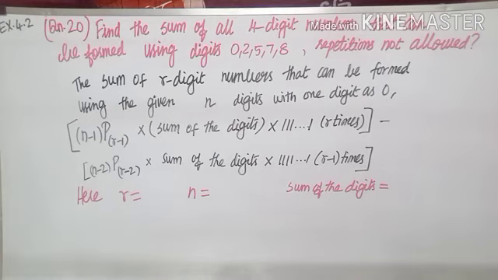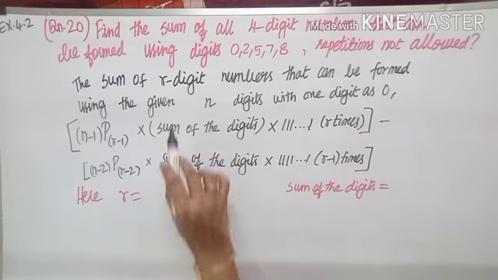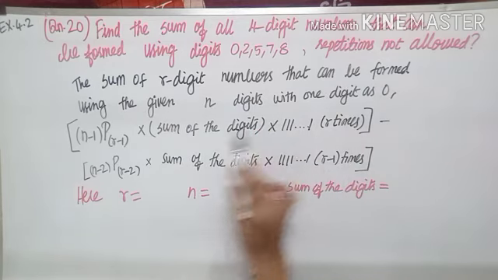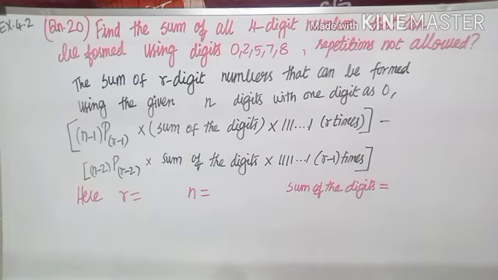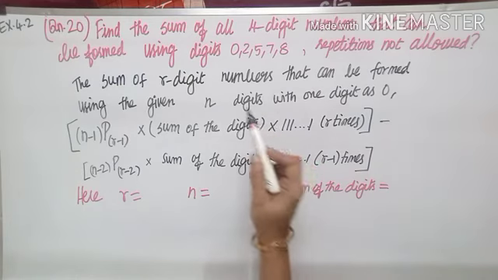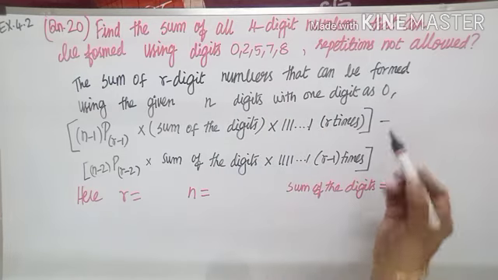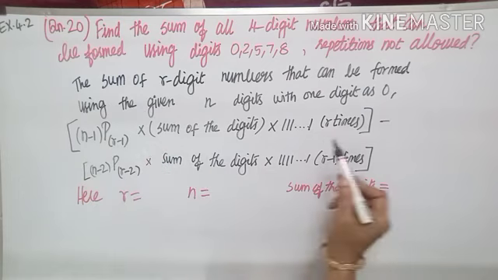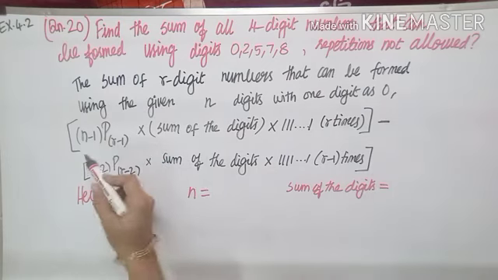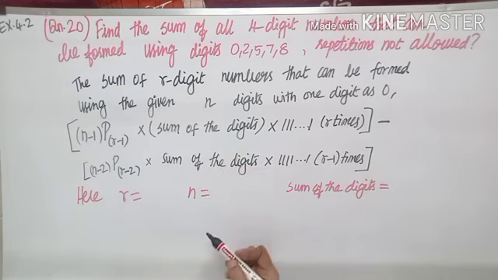Question number 20. Find the sum of all 4-digit numbers that can be formed using the digits 0, 2, 5, 7, 8 without repetitions. The sum of r-digit numbers that can be formed using the given n digits with one of the digits 0. In the previous problem, we had all non-zero numbers, but here one number is 0. If that is the case, the previous formula minus (n-2)P(r-2) sum of the digits 111 up to r minus 1 times.